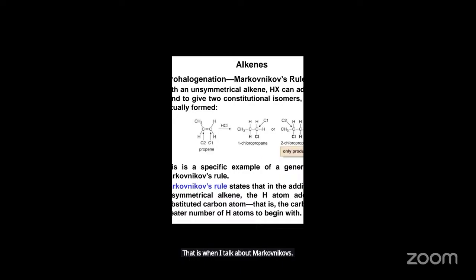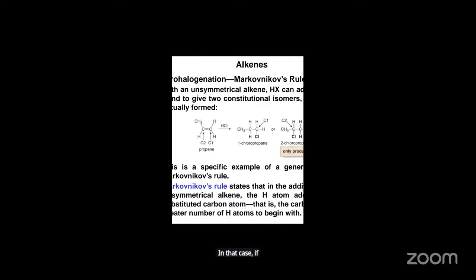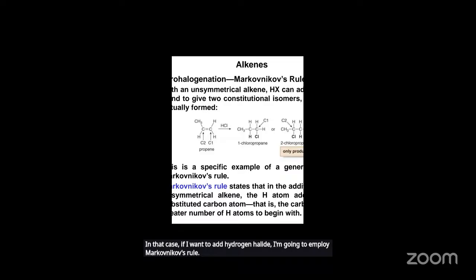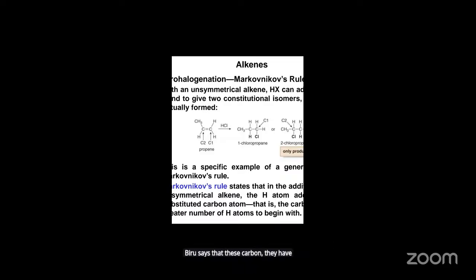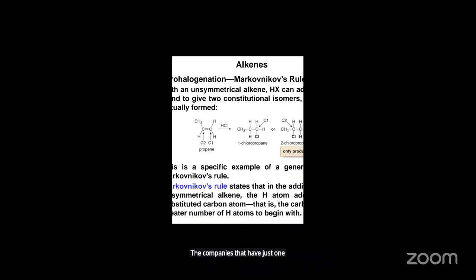Now look at this compound, prop-1-ene or propene. You can understand that the first carbon has 2 hydrogens, while the second carbon has one hydrogen. In that case, if I want to add hydrogen halide, I'm going to employ Markovnikov's rule. The rule says that this carbon that has 2 hydrogens, I'm going to give it another hydrogen. The carbon that has just 1 hydrogen, I'm going to give it the halogen.